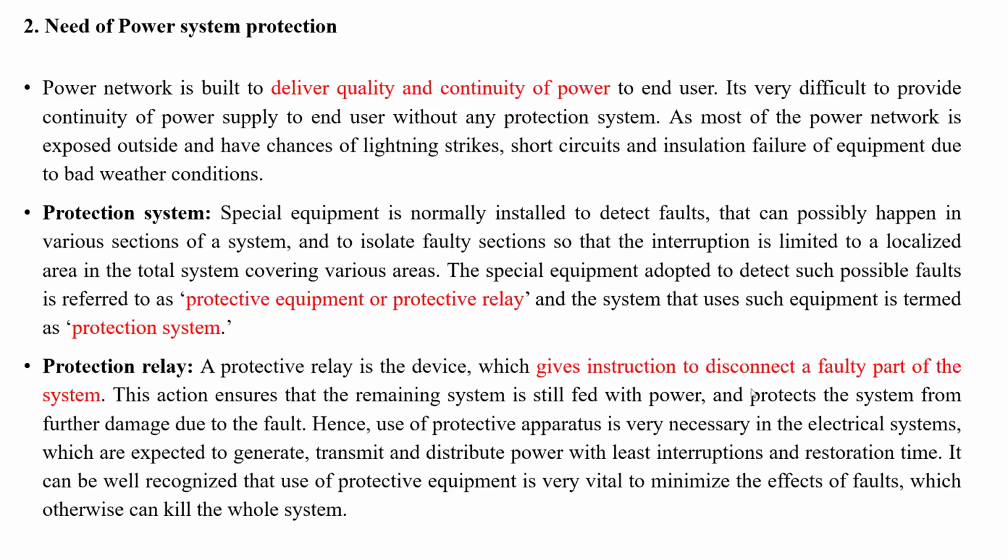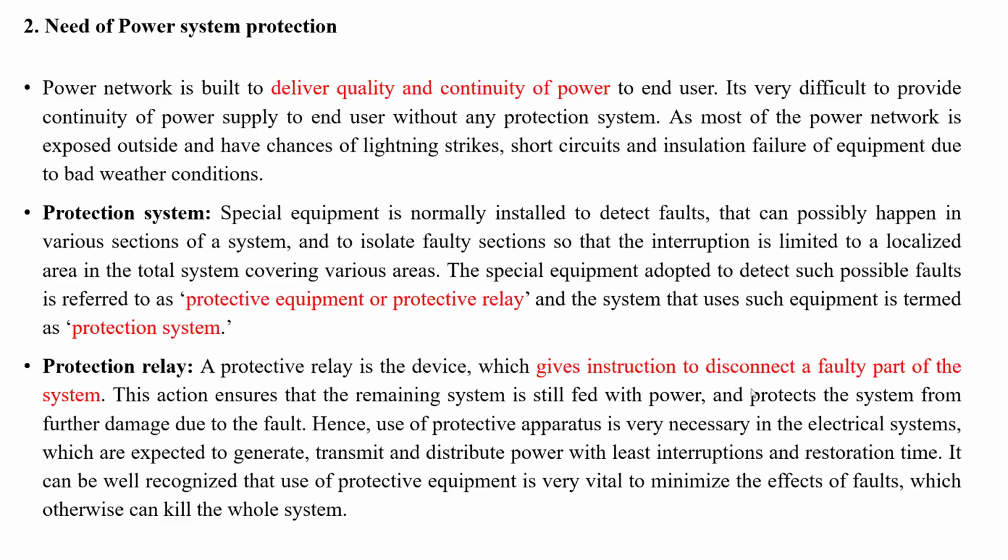Then why do we need power system protection? A power network is built to deliver quality and continuity of power to the end user. It is very difficult to provide continuity of power supply to the end user without any protection system, as most of the power network is exposed outside and has chances of lightning strike, short circuit, and insulation failure of the equipment due to bad weather conditions.